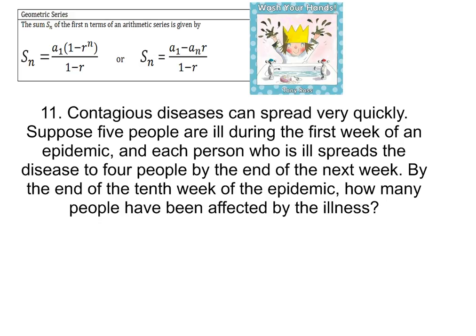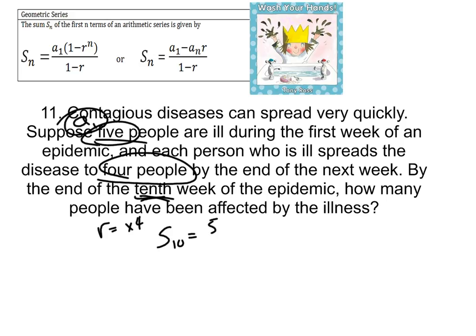All right, so 5 people during the first week, 4 people at the end of the next week. So everybody's multiplying by 4. So my common ratio here is 4. All right, my first term here is going to be a sub 1 is 5. I'm looking for the 10th week. So by the 10th week, first group of people is 5, times 1 minus 4 to the 10th, all over 1 minus 4.